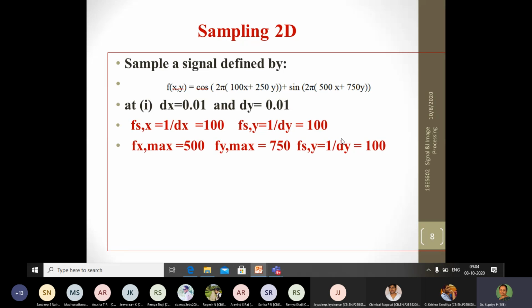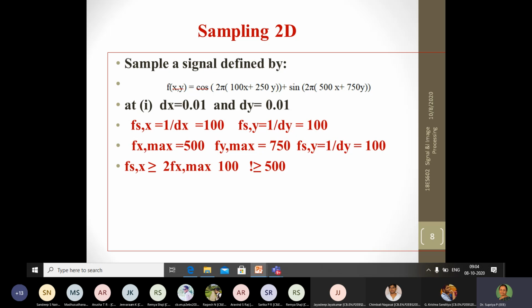So what is fs max? Please consider how you need to consider the fx max. Here it is 100, here it is 500. So 500 is the larger value, so fx max is 500. Similarly, 750 is fy max. So now if we check whether the Nyquist criteria is satisfied, we see that the Nyquist criteria is not satisfied.